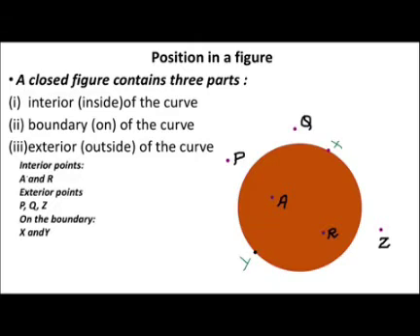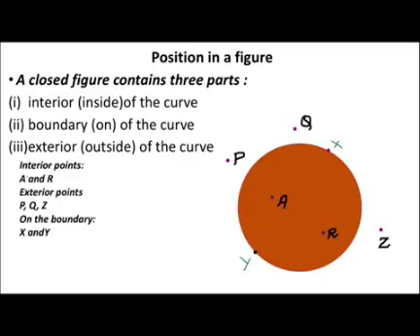So interior points, that is all the points lying inside the curve. This is a closed curve, children. It's a closed figure. This figure is made up of a curve. So where it has started, the initial point and the ending point are the same. That's why it's called a closed figure. So interior points are all the points lying inside the figure. What are they? They are point A and point R.